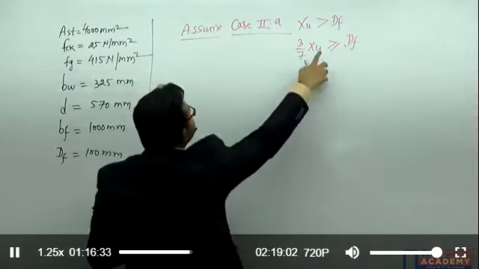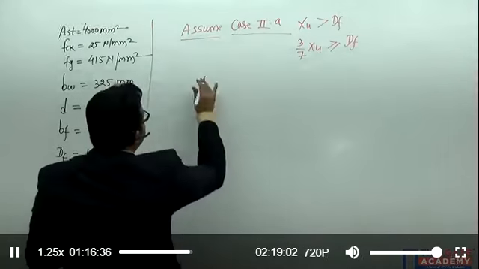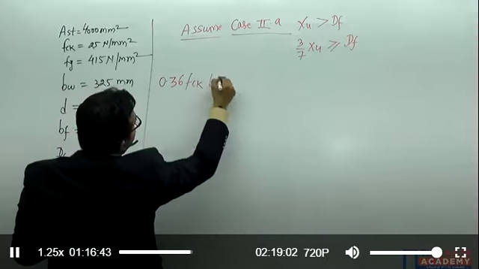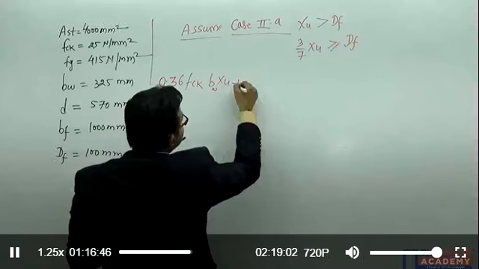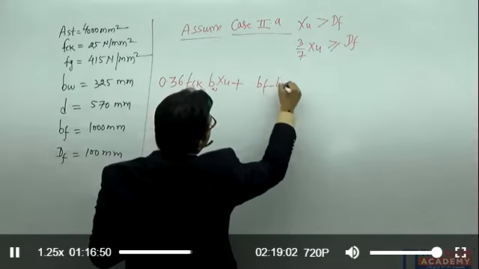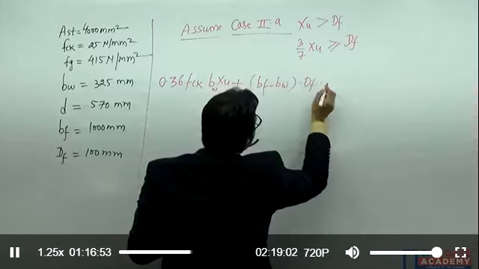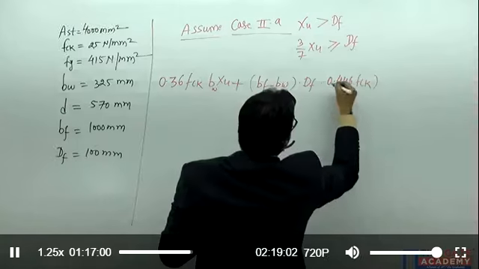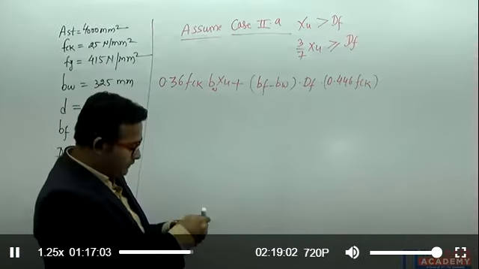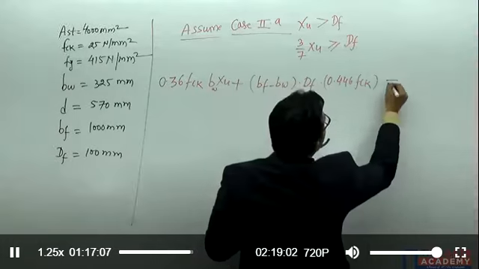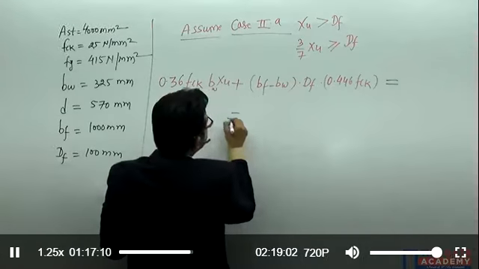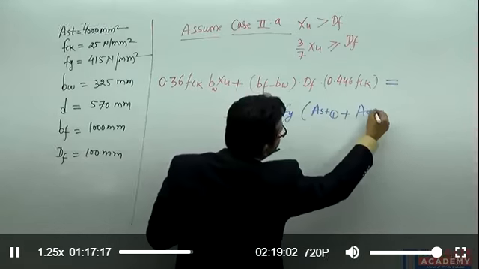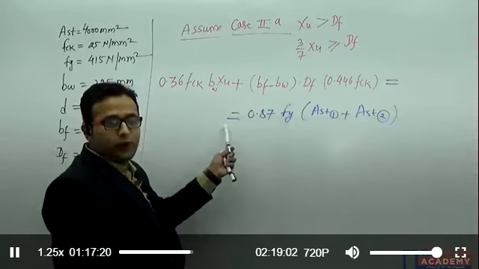So let's calculate first of all XU as per the case number 2.A. The total compressive force in case 2.A is equal to 0.36 FCK B into XU, which is your BW, plus (BF minus BW) into DF into 0.446 FCK. This is the total compressive force. This should be kept equal to the total tensile force, which is equal to 0.87 Fy (AST1 plus AST2). This is the case number 2.A.